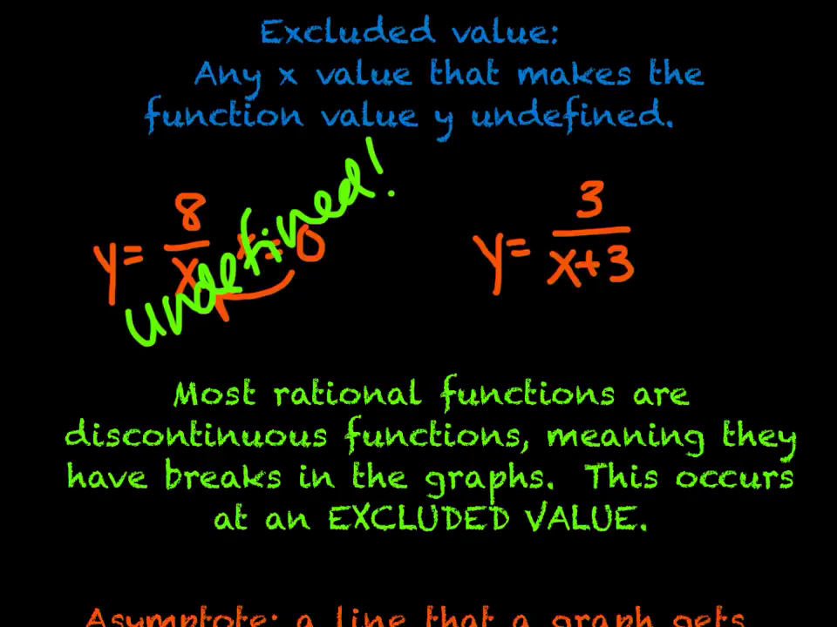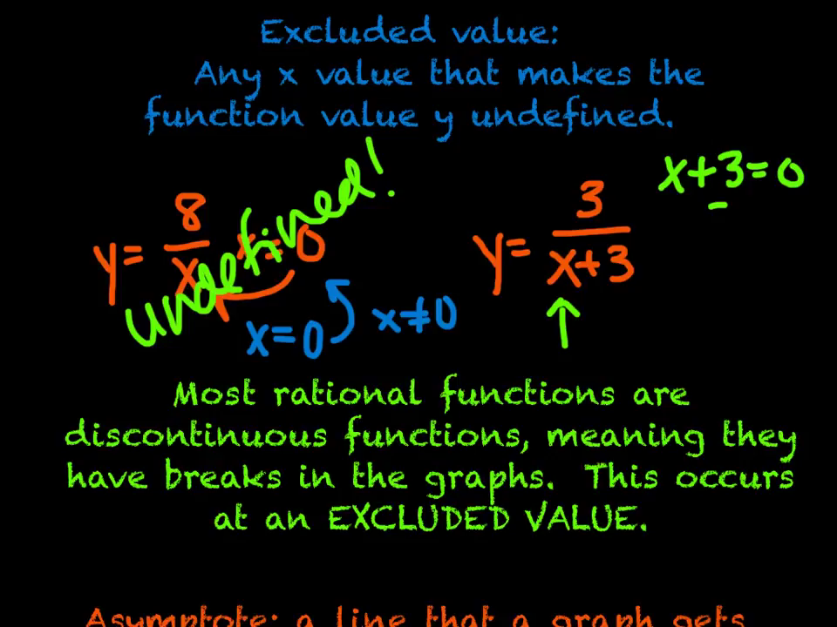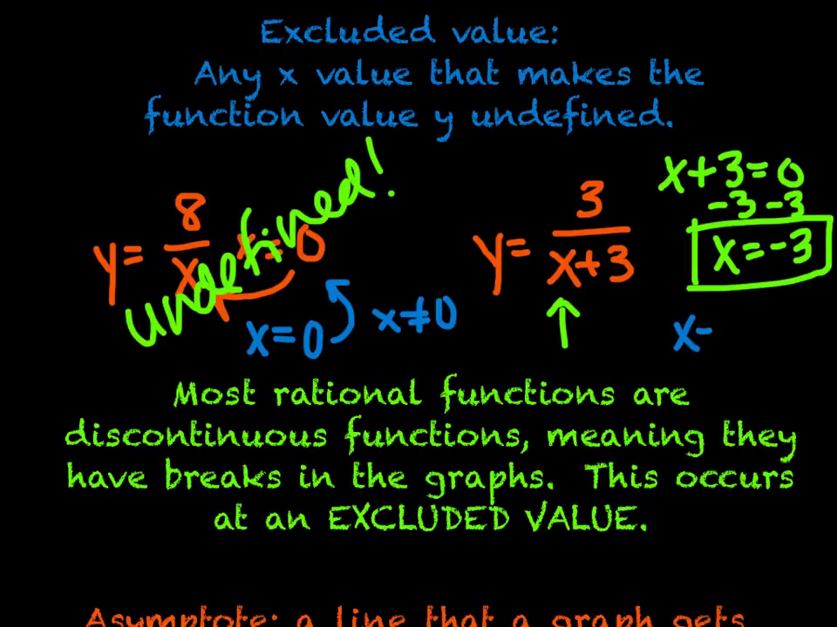So what we can write for this sort of problem is that the excluded value is x equals 0. So x cannot equal 0 for that specific function. If we look at this other problem right here, what does x need to be if we want the whole bottom part to equal 0? Well, we can set up a little equation. We can say x plus 3 is equal to 0. We can subtract 3, and x would have to equal negative 3 for everything to be undefined. So our excluded value is x equals negative 3 for this particular function. Essentially, x cannot equal negative 3 for this function to really work.